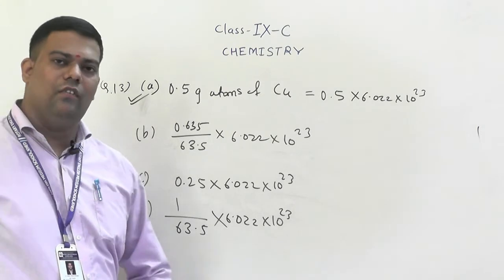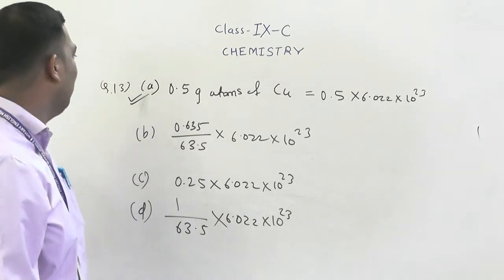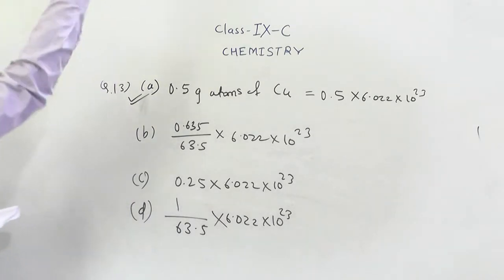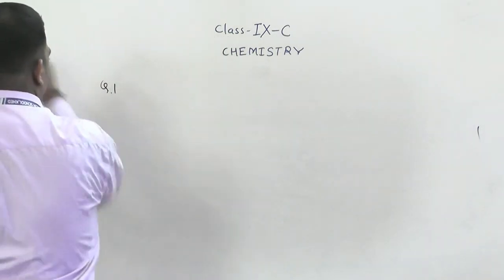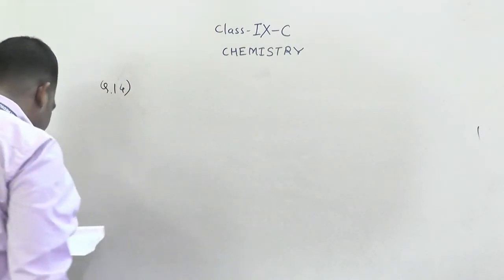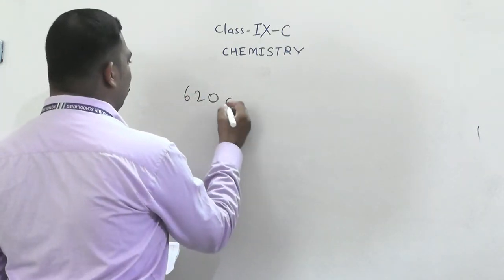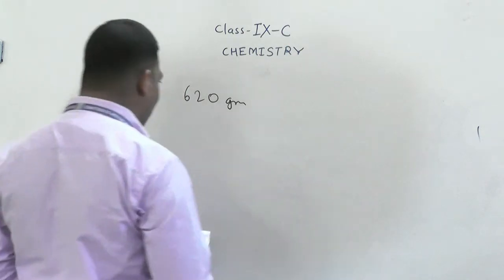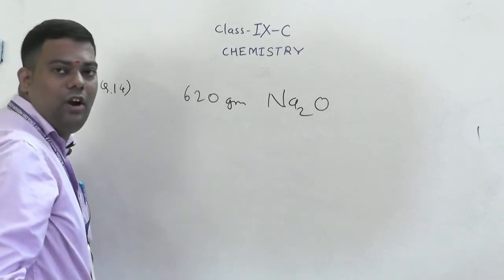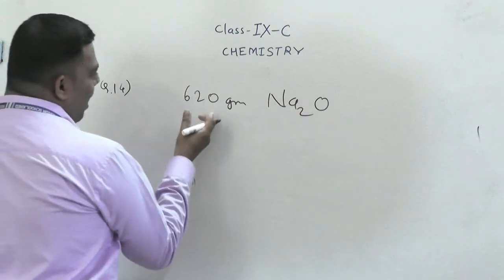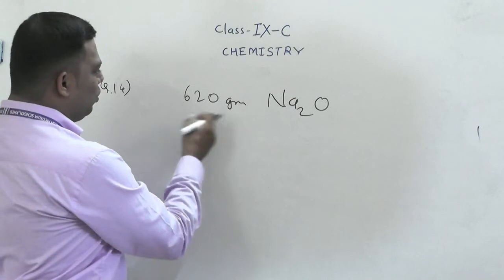I know you will solve it fast and send your images fast. Okay, so question number 14. See here question number 14. The number of moles of sodium oxide in 620 gram of it. Number of moles of sodium oxide. You must know the formula of sodium oxide, Na2O. The mass of the substance is given in gram, and you have to calculate the number of moles. Simple. 620 gram Na2O.